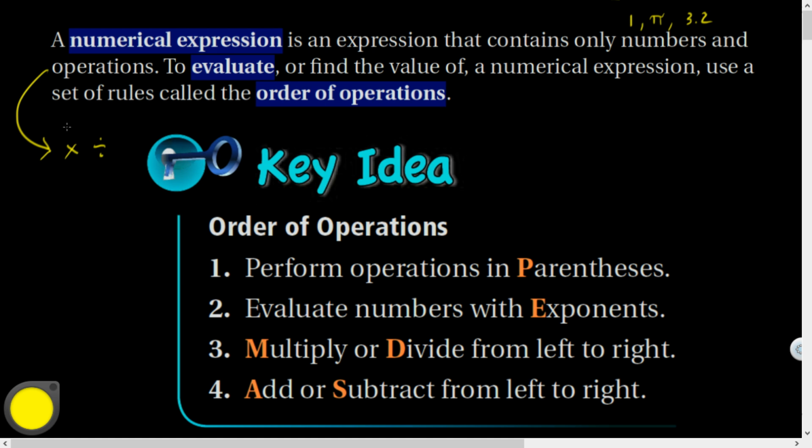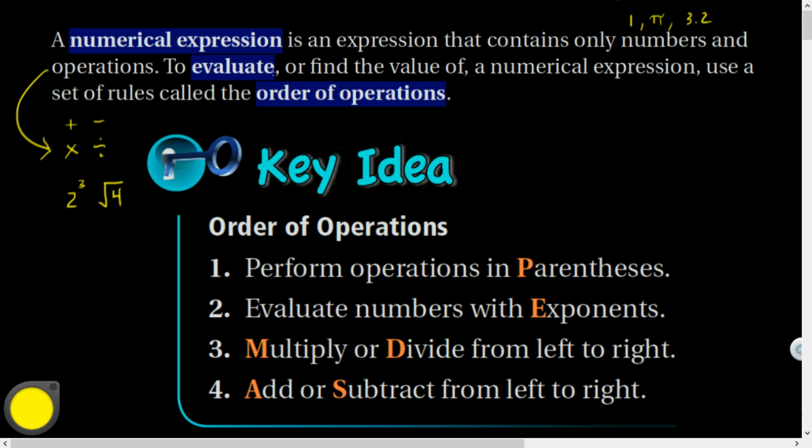Multiplication, division, addition, subtraction. Parentheses kind of tells us the sequence to do an operation in, but it's not an operation itself. Other operations you may have seen: 2 to the third is exponentiation, raising something to a power. We'll see that a little later. You might have also seen the square root of 4. Square rooting something is an operation. These land up in this category here. But operations are things that I can do to numbers.